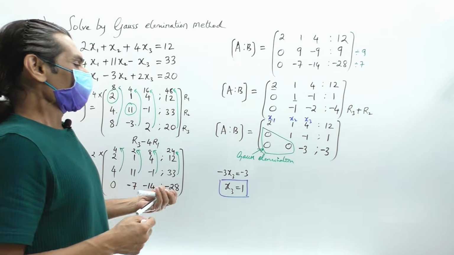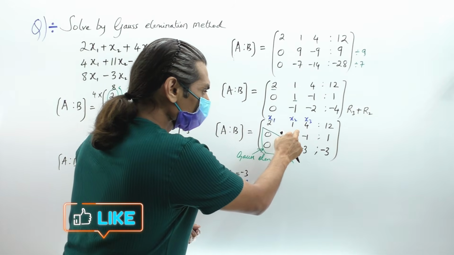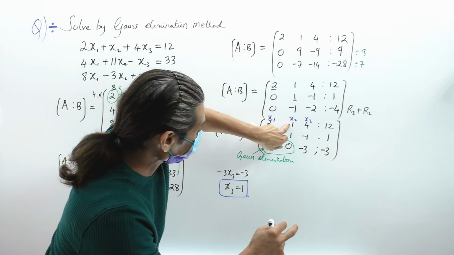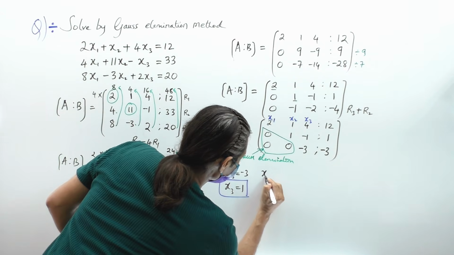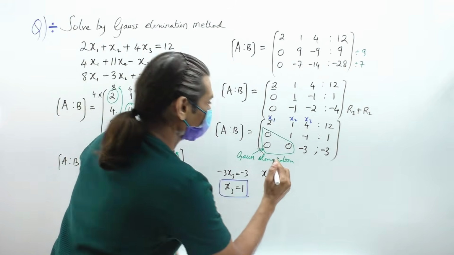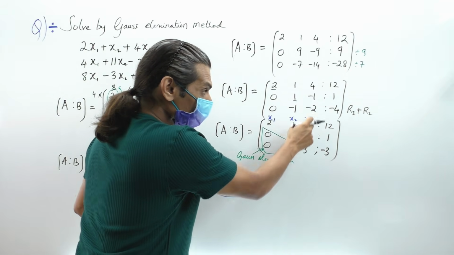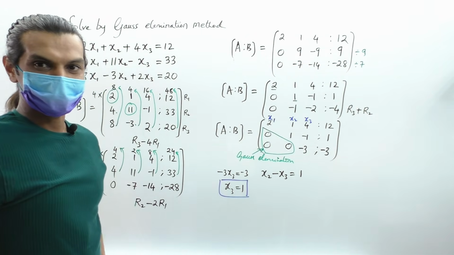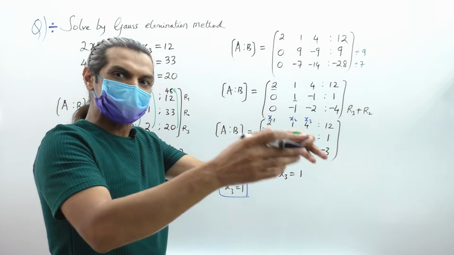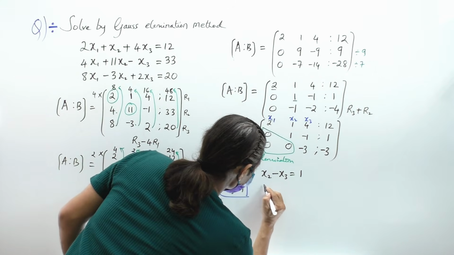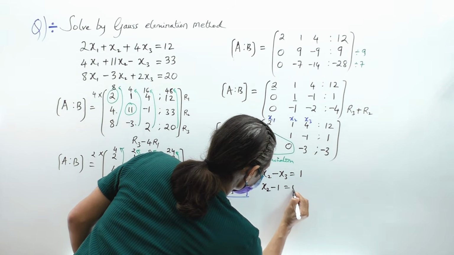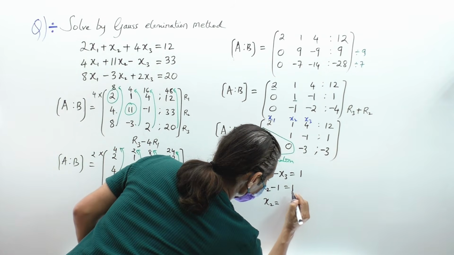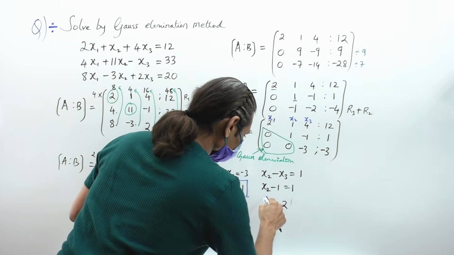Fine. Similarly, let's take the second row. See, 0x1, x2 into 1, x2, minus 1 x3. So minus 1 x3 is equal to 1. Okay. So the matrix itself represents a system of equations. Now x2 minus 1 is equal to 1. So what is x2 equal to? Take this side, 1 plus 1 is 2. That's all. So x2 is equal to 2.